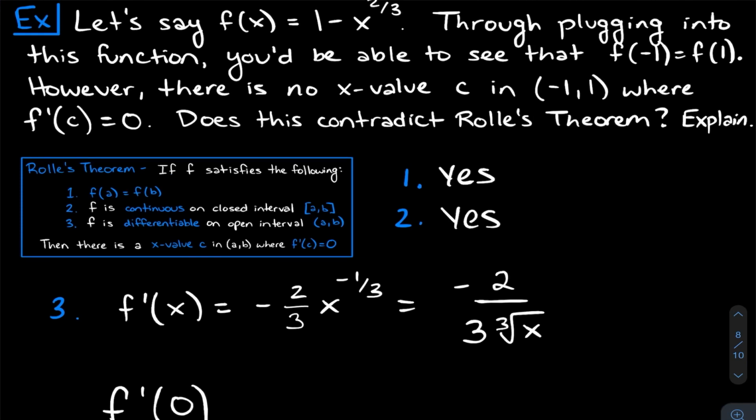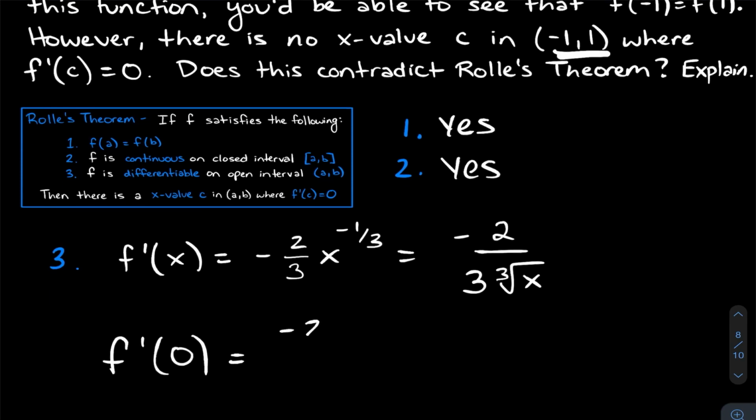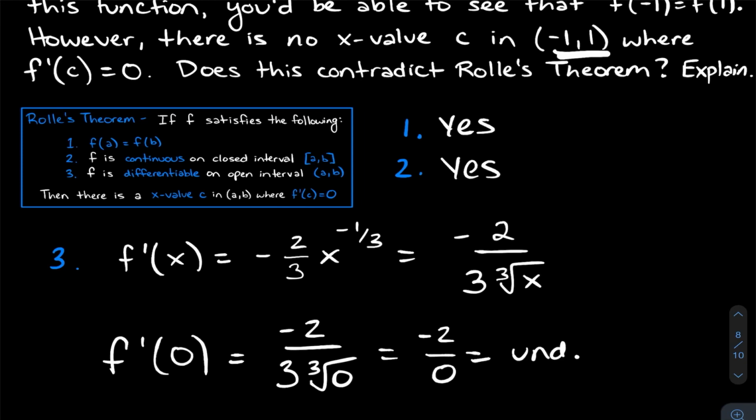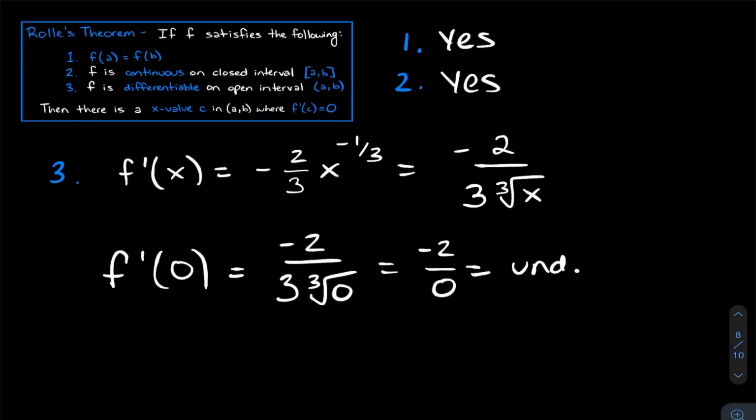That's problematic because, in the case that we're dealing with f prime of 0, which is on our interval from -1 to 1, this is going to be -2/3 times the cube root of 0. And that's undefined. Right? This entire denominator just becomes 0. And I can even write out an extra step if you're confused on that. -2/0. And so the third condition is not satisfied.